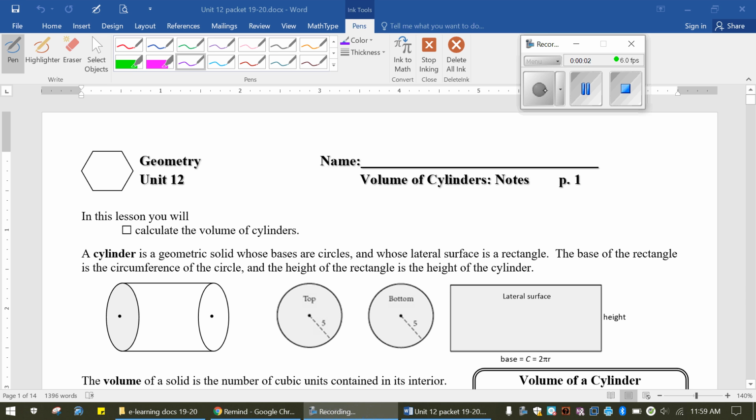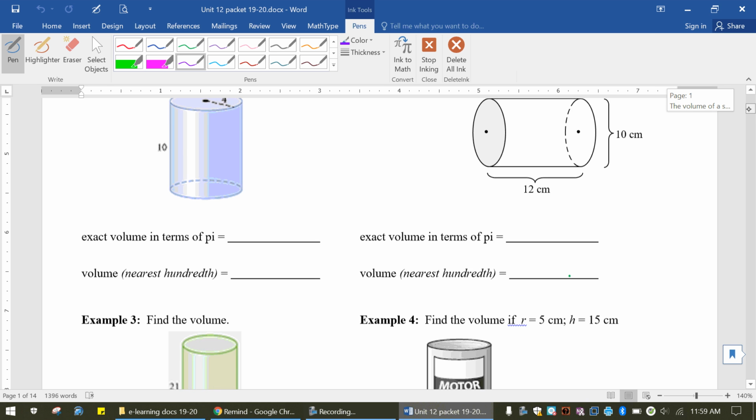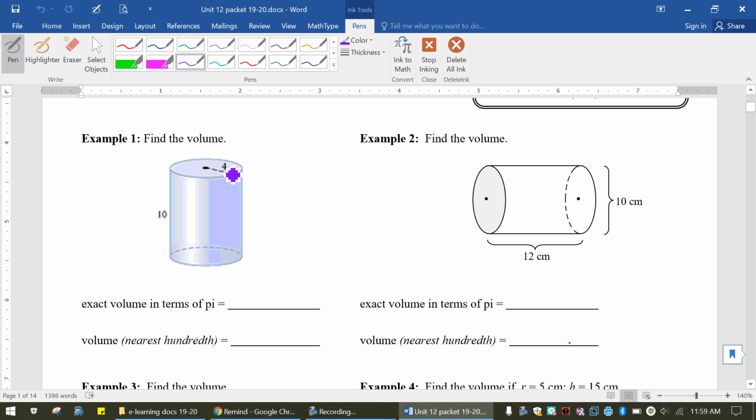Today is the first day of our new unit, Unit 12, which talks about volume of solids. So we're going to start with the volume of a cylinder. We've got a picture of one right here. It's laying on its side. And if I scoot down a little, you can see the cylinder looks more like a soup can or a can of Pepsi.